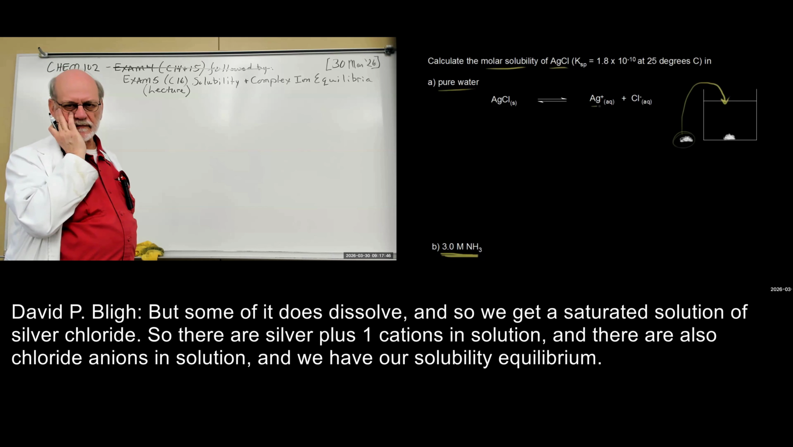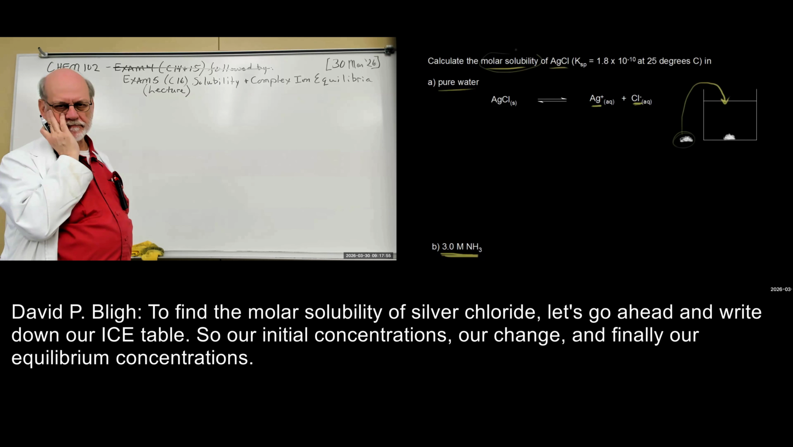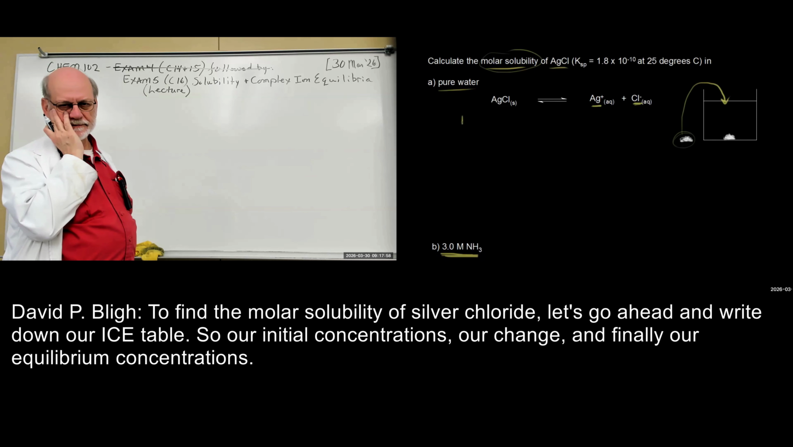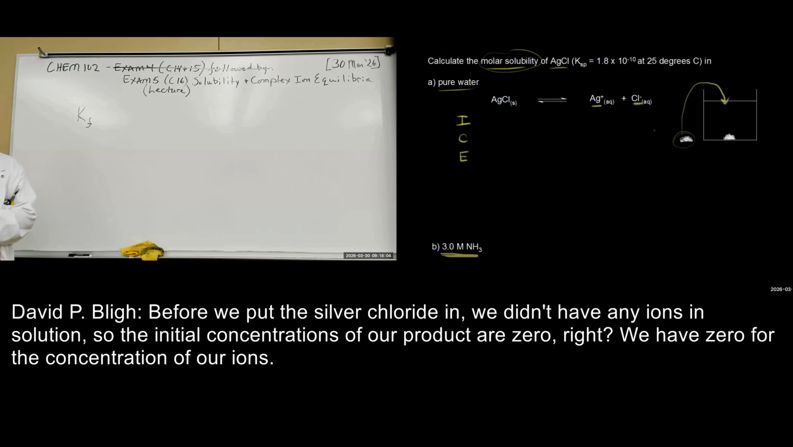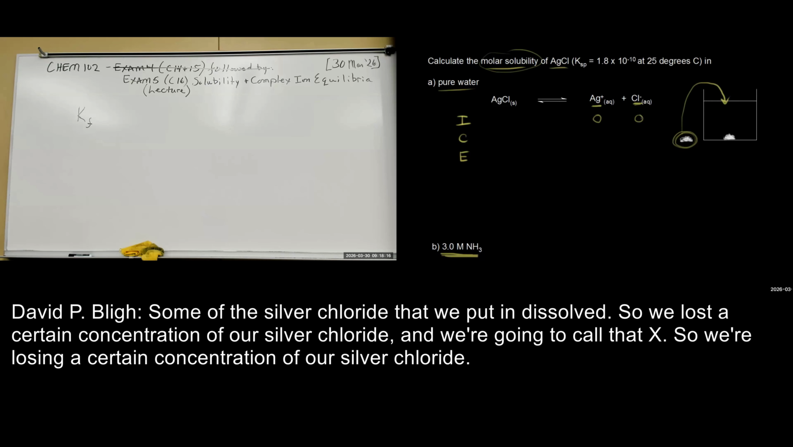So there are silver +1 cations in solution, and there are also chloride anions in solution, and we have our solubility equilibrium. To find the molar solubility of silver chloride, let's go ahead and write down our ice table. So our initial concentrations, our change, and finally our equilibrium concentrations. Before we put the silver chloride in, we didn't have any ions in solution. So the initial concentrations of our product are 0, right? We have 0 for the concentration of our ions. Some of the silver chloride that we put in dissolved. So we lost a certain concentration of our silver chloride, and we're going to call that X.